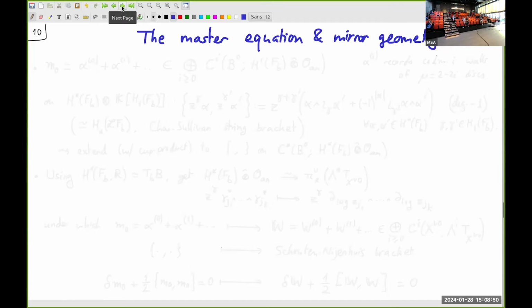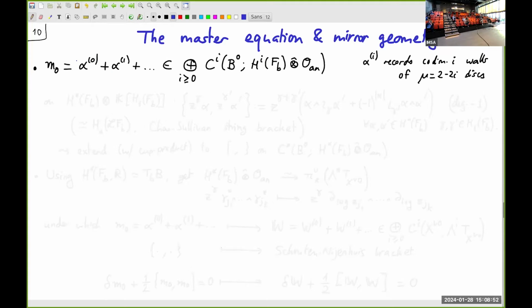Okay. So let's assume that the family M0, counting disks with boundaries on all the fibers, is going to be a sum of things of codimension i in the base, codimension i in the fiber, and they are actually just cycles fiber-wise, so that I can take these chains, cochains in the base, to have coefficients in cohomology of the fiber. So alpha i is going to be the ith term in here and records codimension i walls of disks of Maslov index 2 minus 2i.